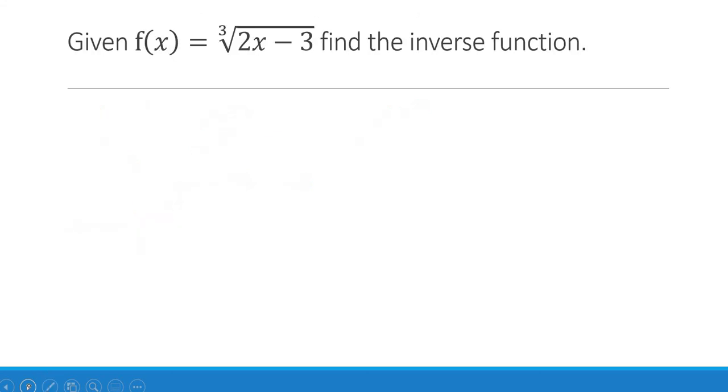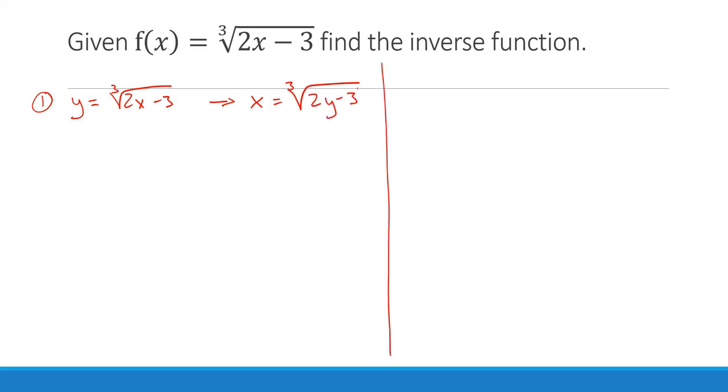All right, so let's do a practice example together. Given f of x equals the cube root of 2x minus 3, find the inverse. Now there are two ways to do this. One is to rewrite the function so that x is y and y is x. So I want you to pause the video and try that. So we're going to take this equation, the right-hand side, which is my inverse, and solve it for y. So pause the video and see what you can do.